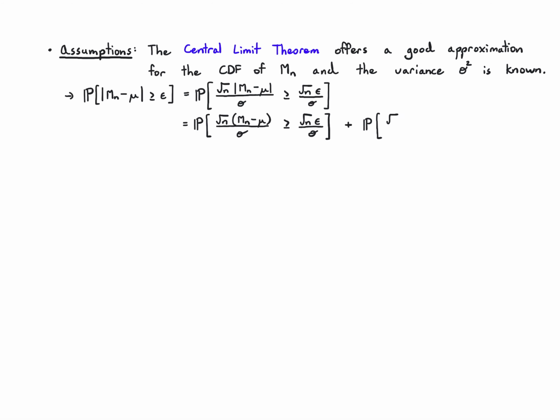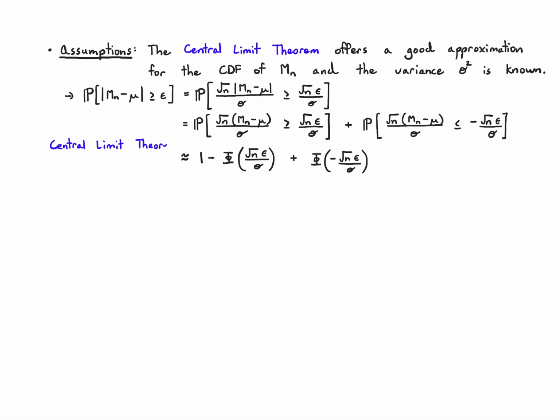And then if I remove the absolute value in the other direction, it's like I'm assuming it's negative, so it has to be less than negative root n epsilon over sigma. You can sit and write this down for yourself and convince yourself that this is what it is. Now I can use the central limit theorem to approximate these terms with the corresponding standard CDF values. So I just plug into the standard CDF, because now I believe that this is well approximated by that.